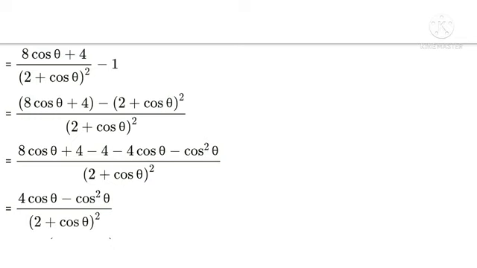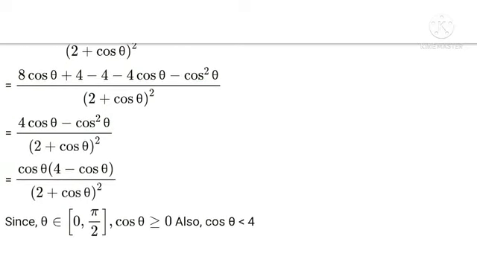Then the next step, here you take the expansion: 2 square is 4, plus 4 cos theta, plus cos square theta. So 4 gets cancelled, 8 cos theta minus 4 cos theta is 4 cos theta, minus cos square theta, upon (2 plus cos theta) square. Cos theta is common: cos theta into (4 minus cos theta) upon (2 plus cos theta) square.